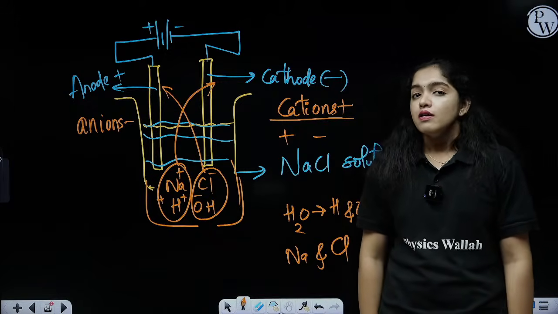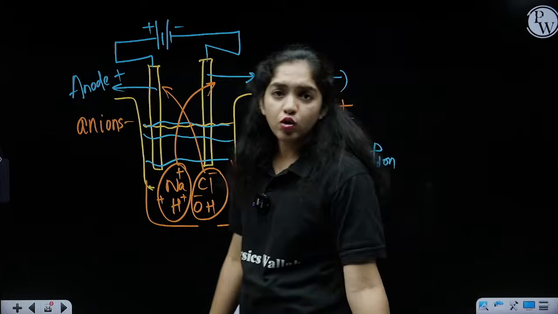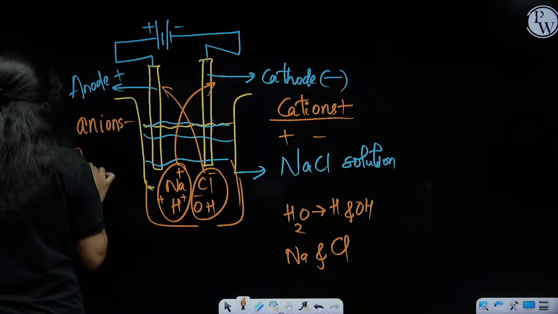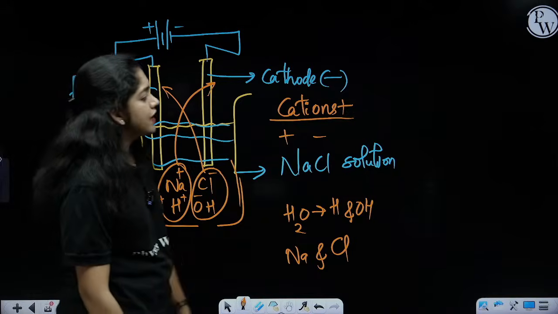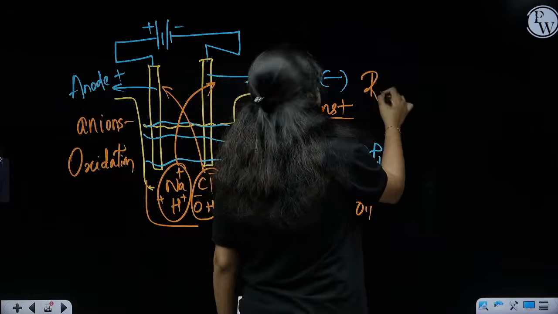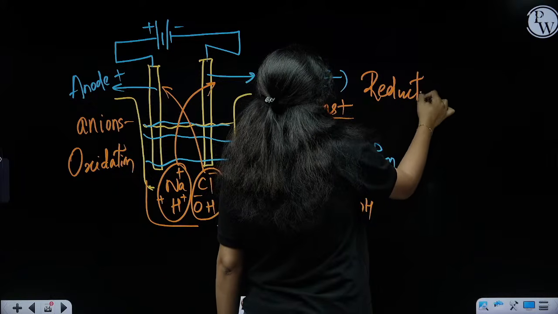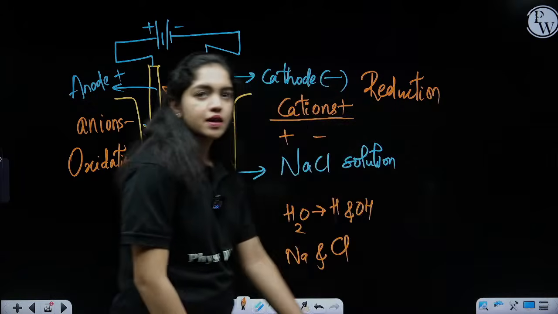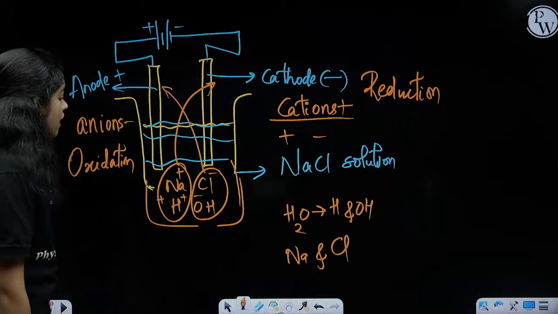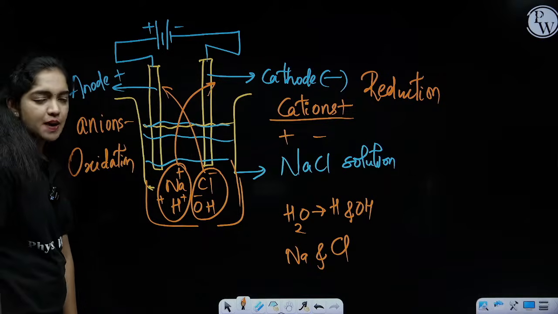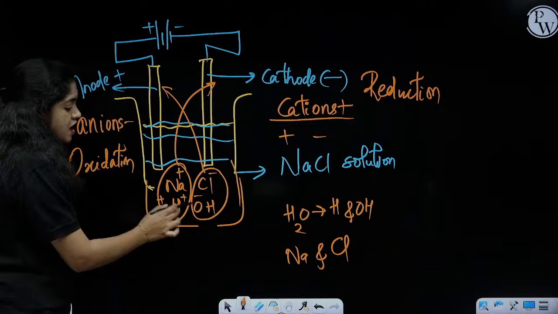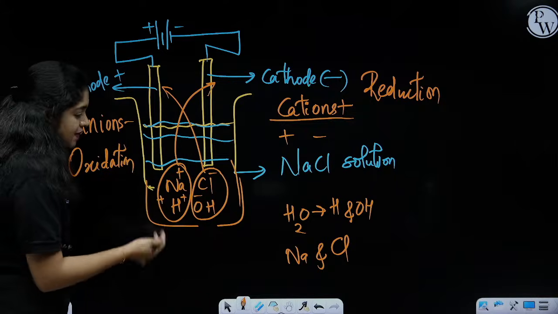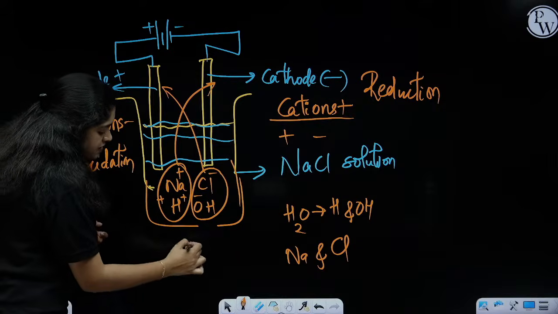Now, one more thing. Anode will undergo oxidation, and cathode will undergo reduction. There is no change from the electrochemical cell. That is the same. Clear? Got it? Now, when we compare the oxidation capacity, chlorine has more oxidation capacity. OH does not have that much oxidation capacity. So the OH will come back to the beaker. So OH will be here.